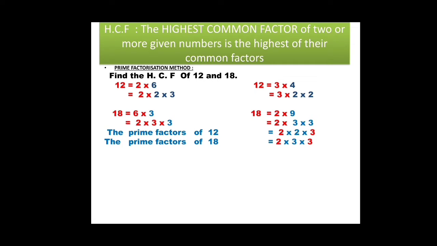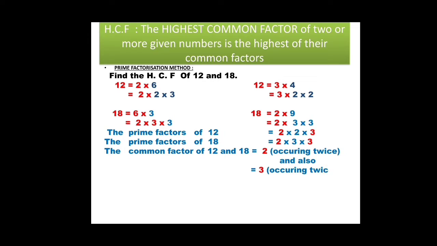Now let's see the common factors in 12 and 18. Common means the number should be in both the numbers. So now what are the common factors of 12 and 18? Here if you see, the 2 is common and also 3 is common. That means both are occurring twice. As both are occurring twice, we have to take both the numbers. So now the HCF of 12 and 18 is 2 into 3, which is 6.